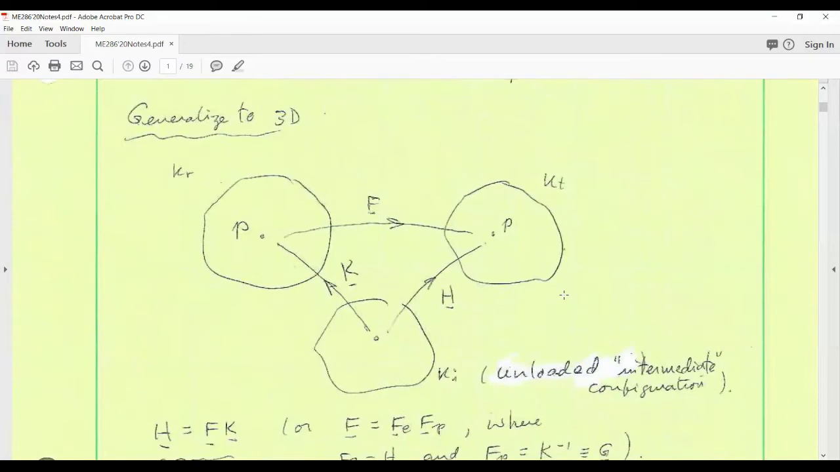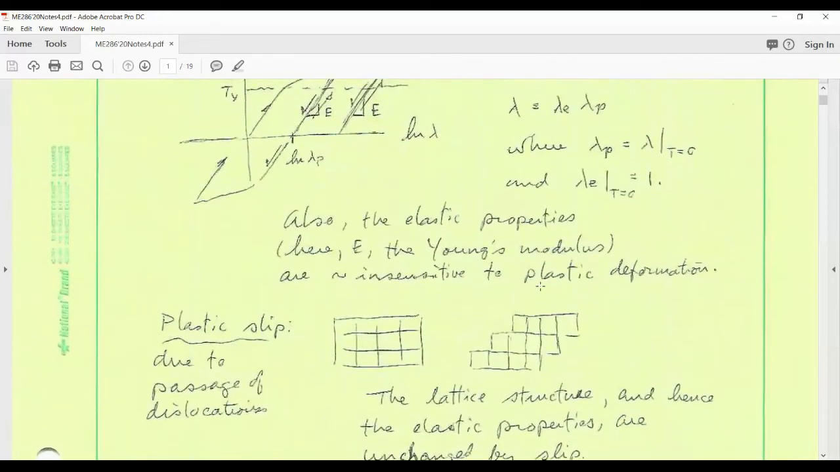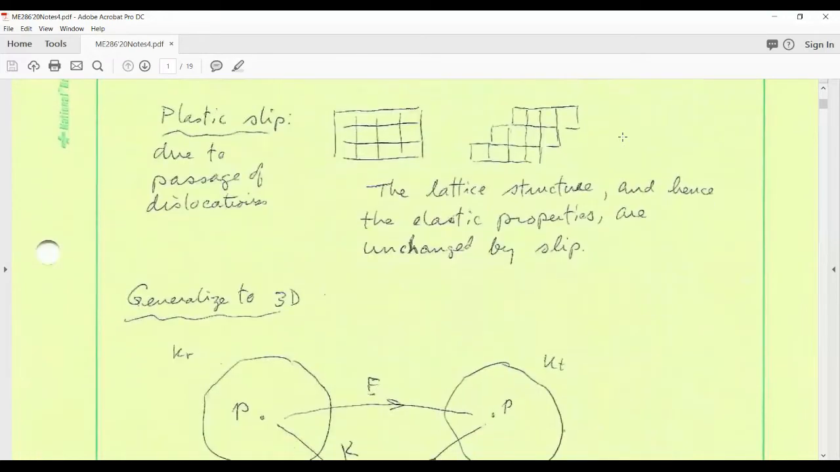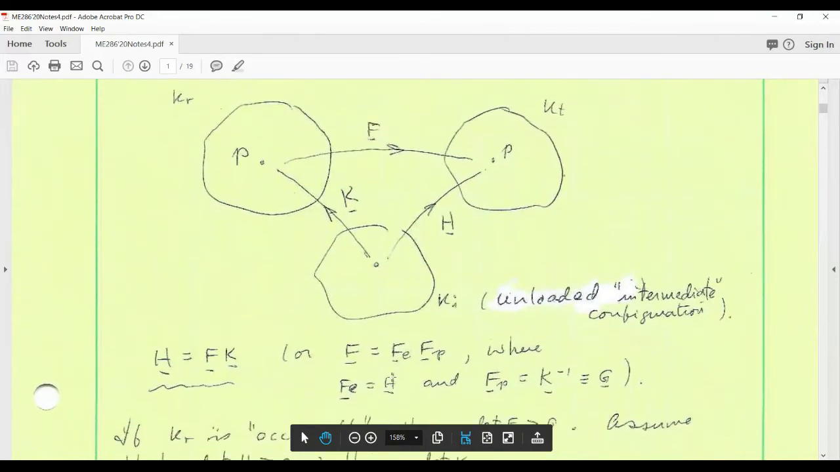So the first thing we need to do immediately is generalize to 3 dimensions. We had at the top here this notion that lambda is lambda E lambda P. In other words, the overall deformation of the material involves the product of the elastic and plastic stretches. Let's see if we can generalize that notion. Well, I'm sure you've all heard of this decomposition. Deformation gradient can be decomposed into an elastic part and a plastic part. That's the 3-dimensional generalization of what we've just said.